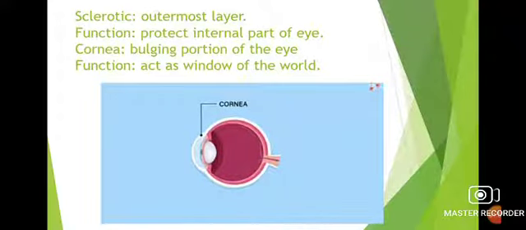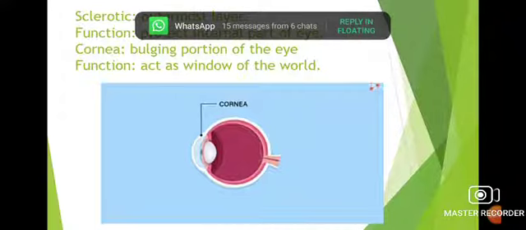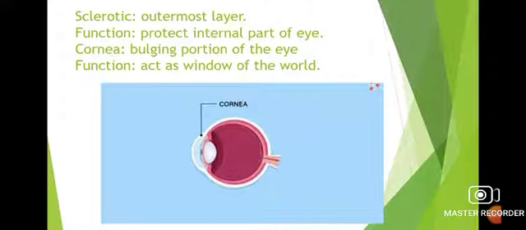So, first one, sclerotic. Sclerotic is the outermost covering of the eye. The sclerotic, when it comes to the front side, becomes bulging. That portion is called cornea. The function of sclerotic layer is to protect internal parts of the eye. The function of cornea is to act as the window of the world, means it allows the light to enter the eyeball. Okay, cornea and sclera.